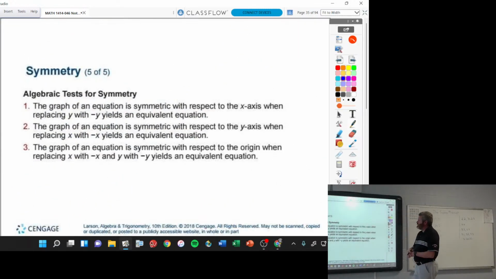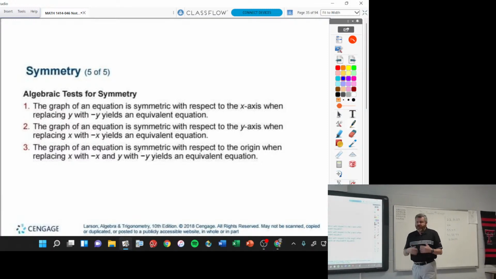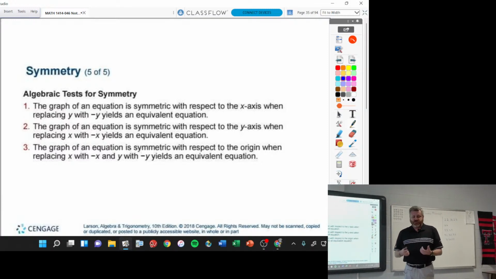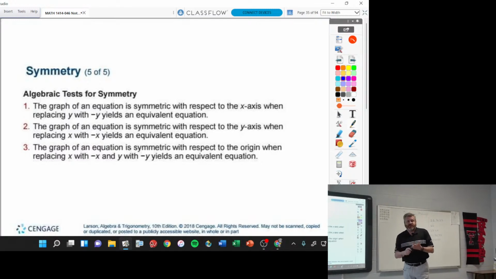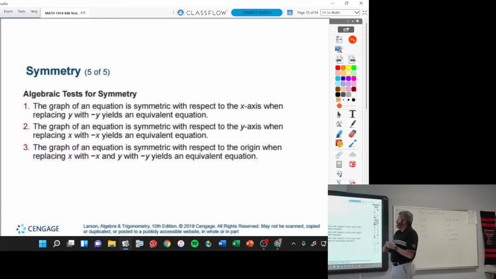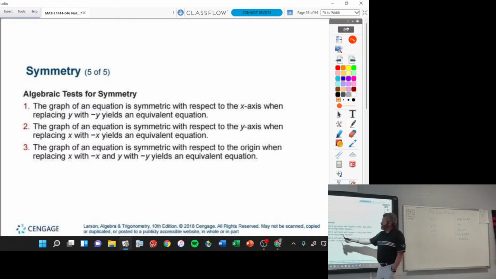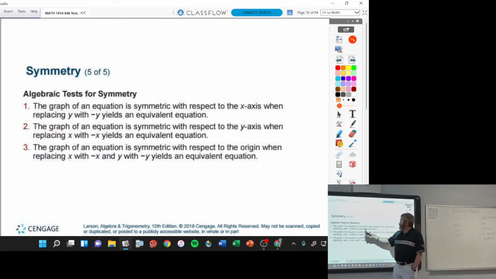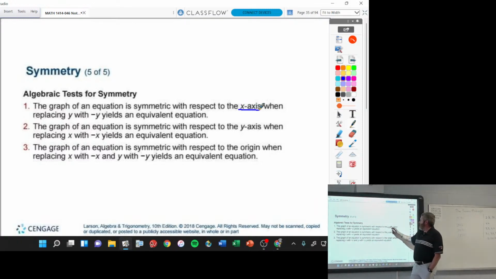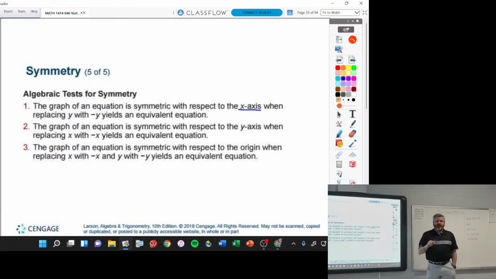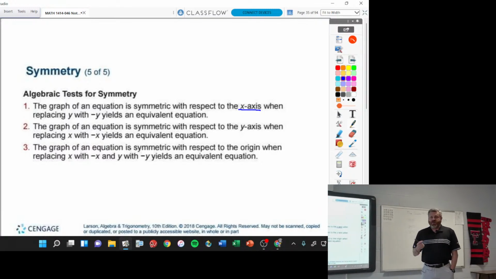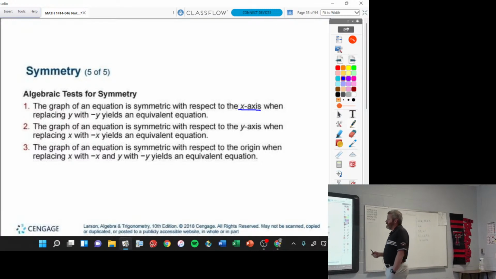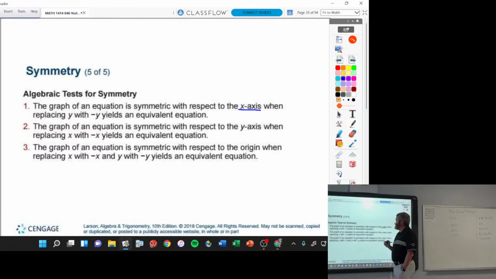So how do you go about testing for symmetry? I've got a given function. Is this function y-axis symmetric? Is it x-axis symmetric? Or is it symmetric about the origin? Well, to find that out, all you would have to do is replace y with negative y to see if you get the same answer. So if I wanted to see if it was symmetric with respect to the x-axis, if I change the y values from y to negative y, do I get a true statement on both equations? If so, then it is symmetric about the x-axis.